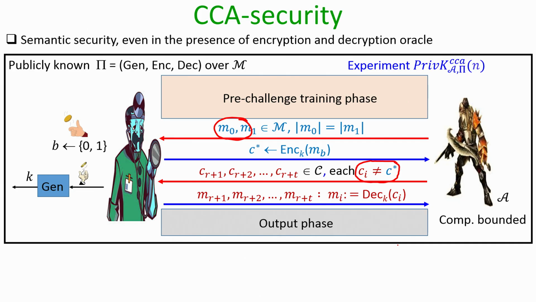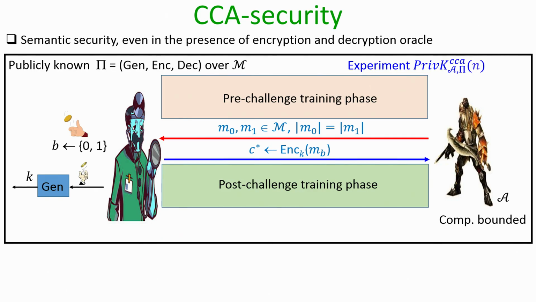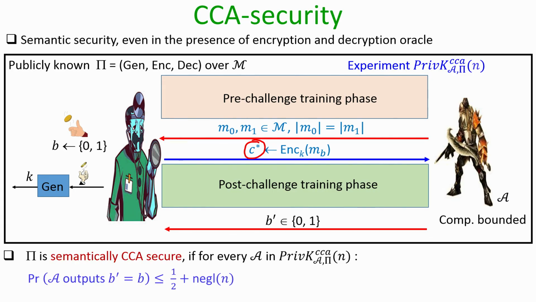And once the adversary is properly trained with respect to the pre-challenge queries and post-challenge queries, the adversary has to now decide whether it has seen an encryption of M0 or an encryption of M1. So, it basically outputs a bit B dash, and the security definition is, we say that the encryption process pi is semantically CCA secure if for every polytime adversary participating in this experiment there exists some negligible function such that the probability that the adversary wins the experiment, or ensures that B dash equals 1, is upper bounded by 1/2 plus that negligible function.